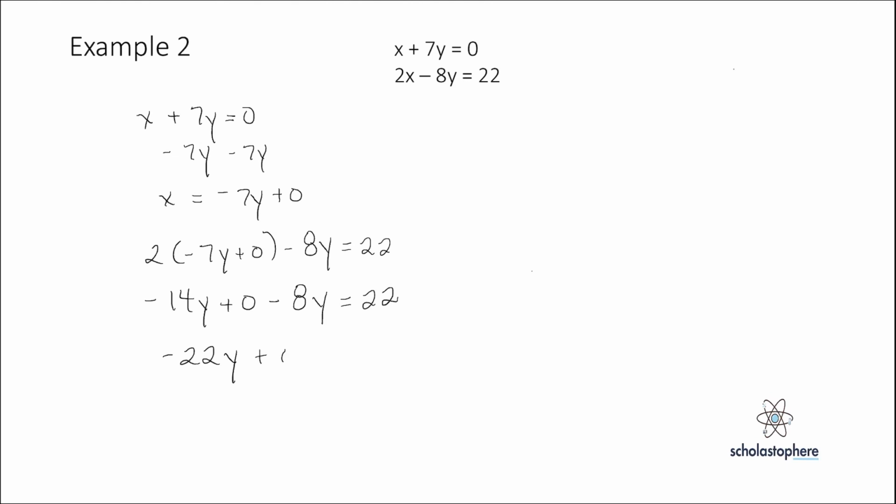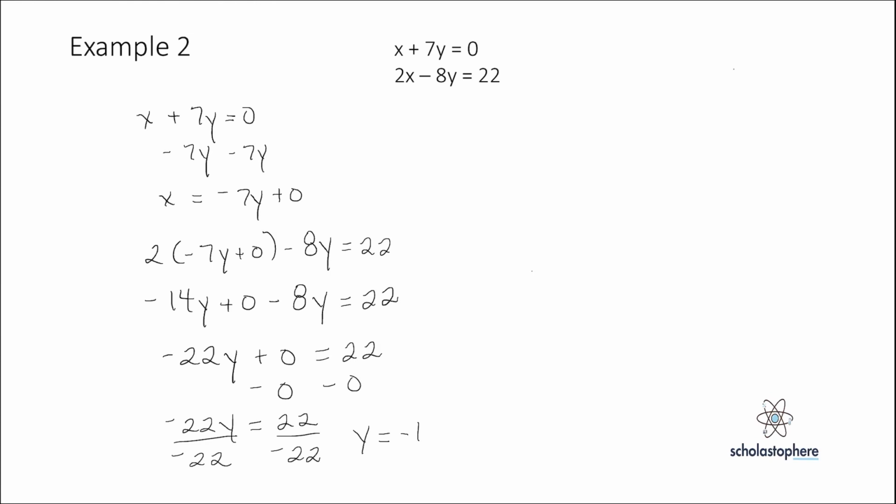We need to get -22y by itself by subtracting 0 from both sides of the equal sign. So after you do that, your sentence should state -22y equals 22. In order to get y by itself, we have to divide both sides of the equal sign by -22. So y is equal to -1. Now that we know what y is equal to, we can now solve for x.